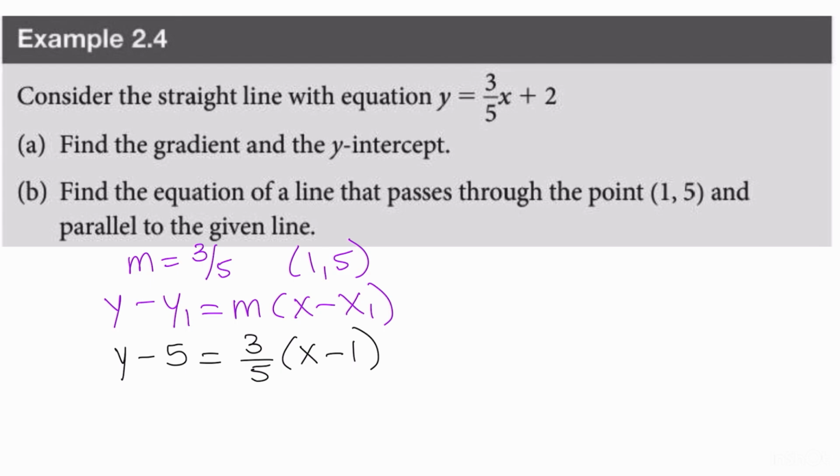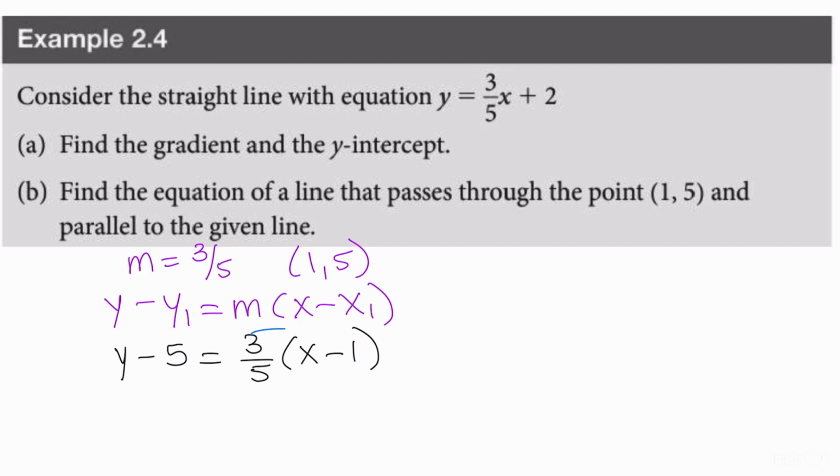And this would be the final answer, believe it or not. They would accept this on the IB exam because they didn't tell you the specific format they wanted for this equation. So this right here would be a perfectly good, reasonable answer. If you really want to get the y by itself, you can. You would have to distribute.